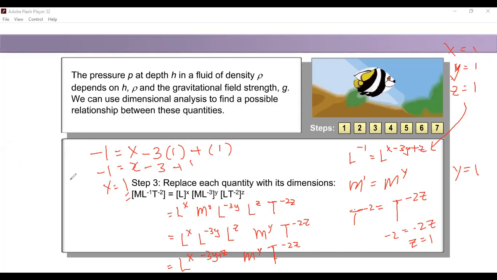Okay, so from here at the end, we get X, Y, Z equal to 1. That means put back to the formula. The formula said just now, P equal to hash rho G. X is equal to 1, Y equal to 1, Z equal to 1. So P equal to hash rho G is the correct formula. Okay, the possible formula for this segment. This is how we do it. So you get it.